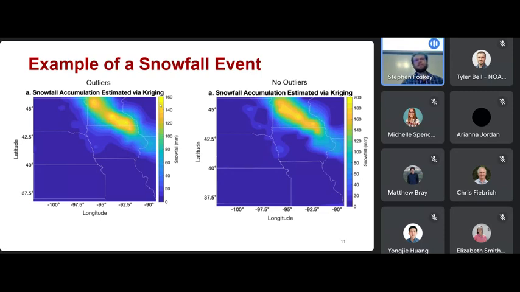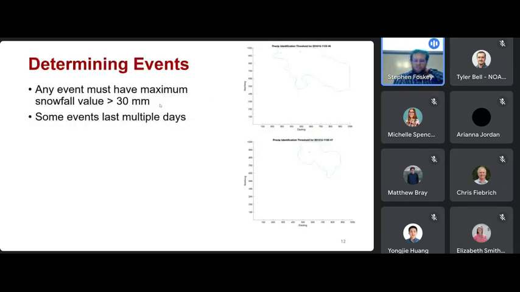And so now that we have this basic idea of the spatial field of a snowfall event, we can also figure out some more information about it. So first of all, for anything to count as an event, it has to have at least 30 millimeters of snowfall to remove any light events. And some can last multiple days.